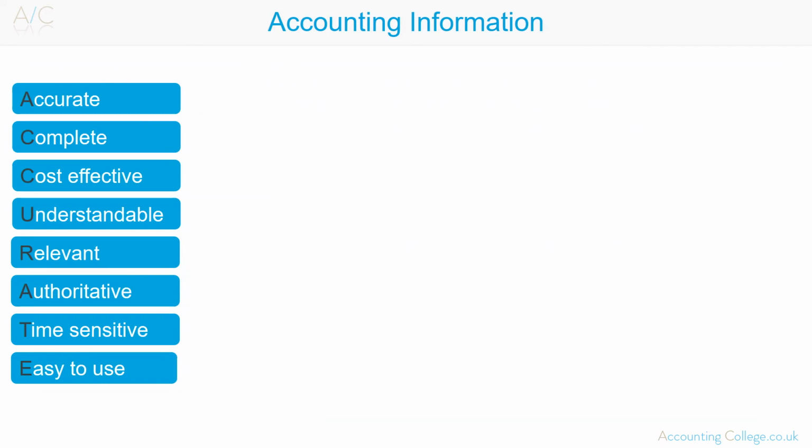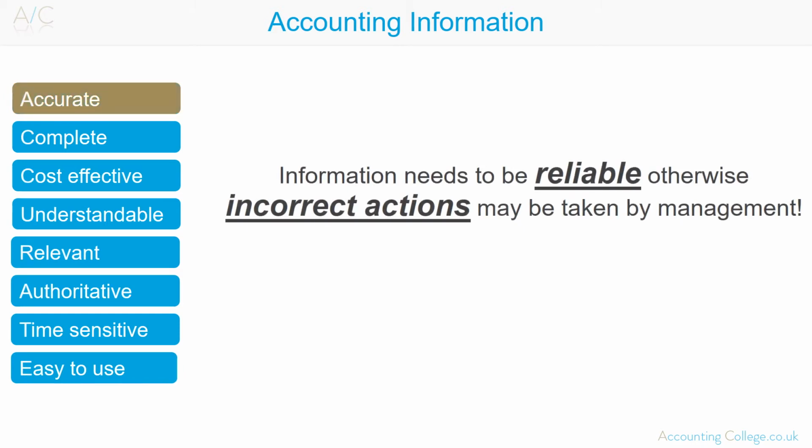The qualities of good information. Information should be accurate, complete, cost-effective, understandable, relevant, authoritative, time-sensitive, and easy to use. Accurate. Information needs to be reliable. Otherwise, incorrect actions may be taken by management.